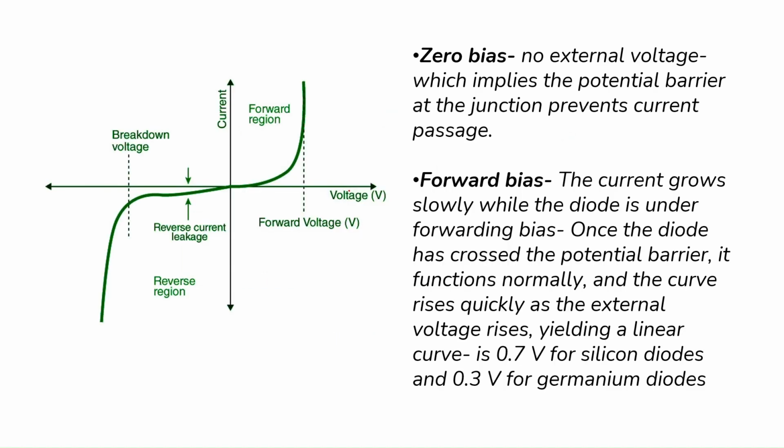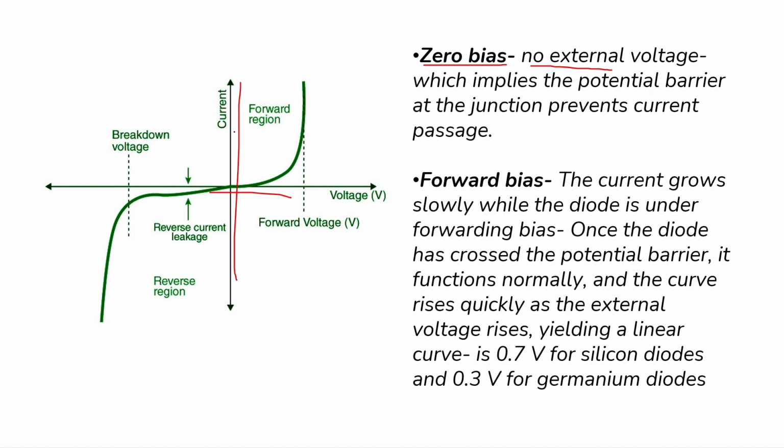The first is the zero bias, that is no external voltage is applied. This is the VI characteristics, voltage current characteristics of the PN junction diode. On the x-axis voltage will be plotted and on the y-axis current will be plotted.